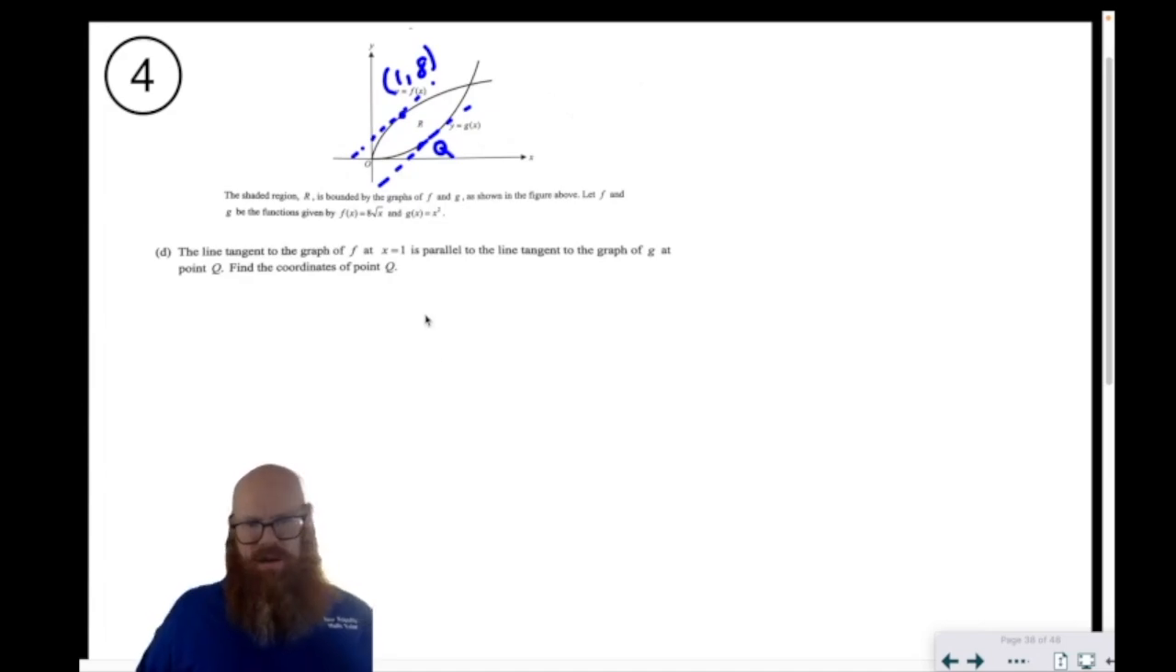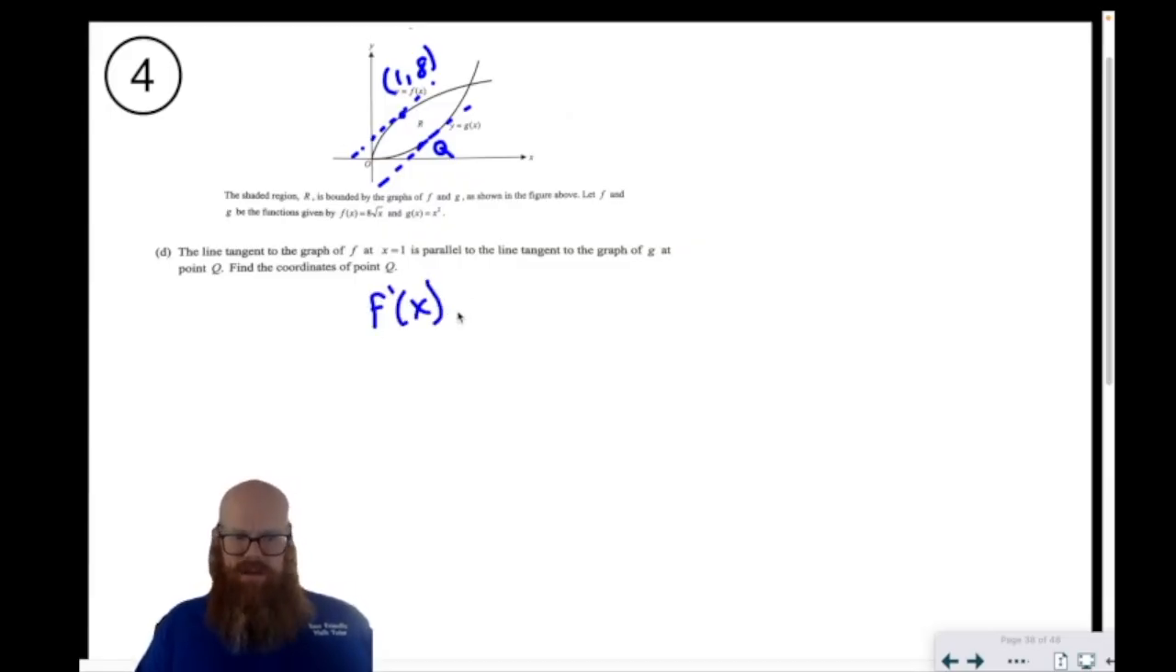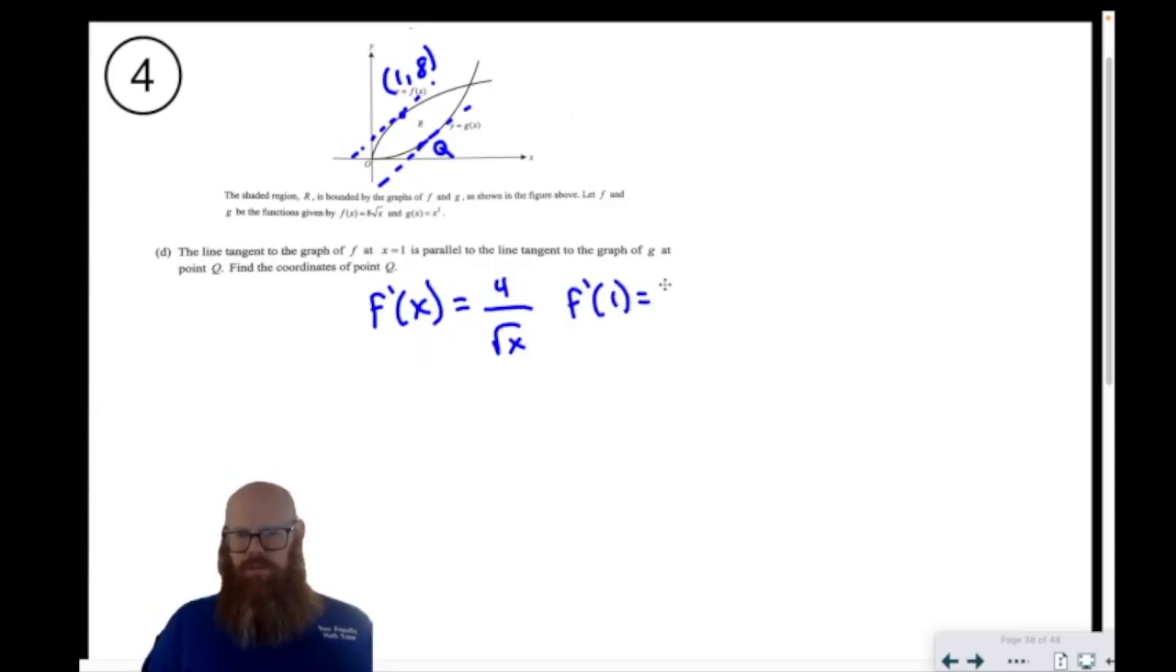So what I have here is if the lines are parallel, then that means their slopes are the same. So if I start with f of x and I take the derivative, well, the derivative of 8 root x is, hopefully this is another one that you see a lot if you can commit this to memory. The derivative of square root x is 1 over 2 root x. So I get 8 over 2 root x, which is 4 over root x. If you don't remember, that's fine. Just make it x to the 1/2 and just do the power rule. And I want to know the derivative. So I want to know f prime of 1, which is 4 over 1, which is 4.